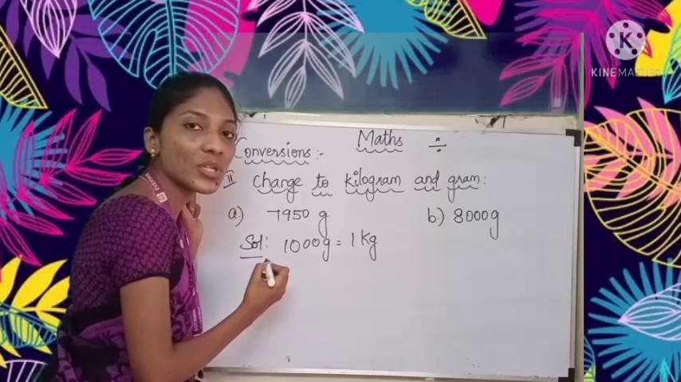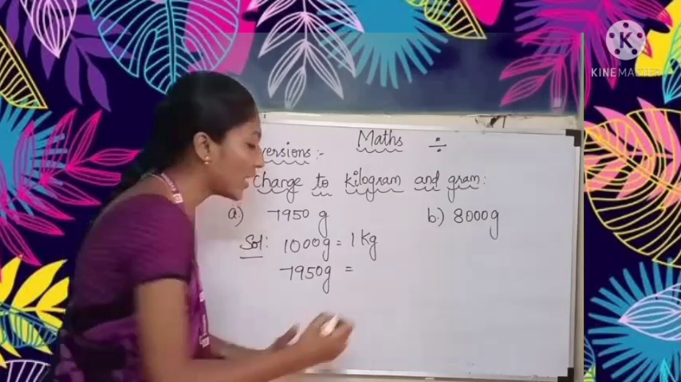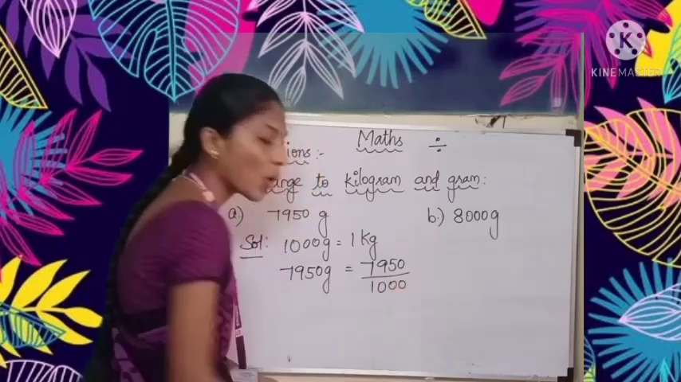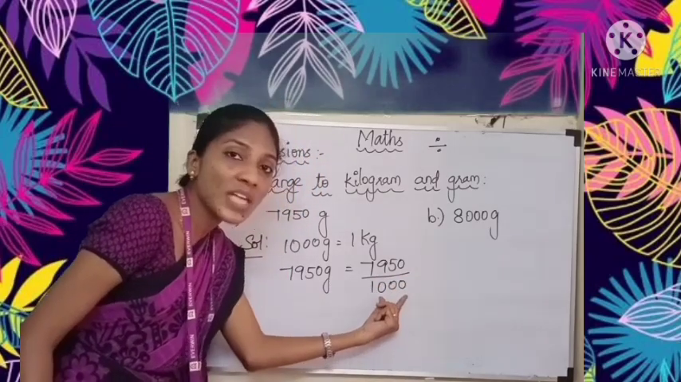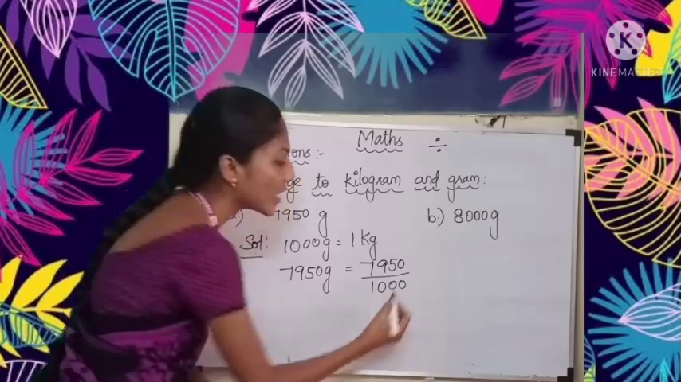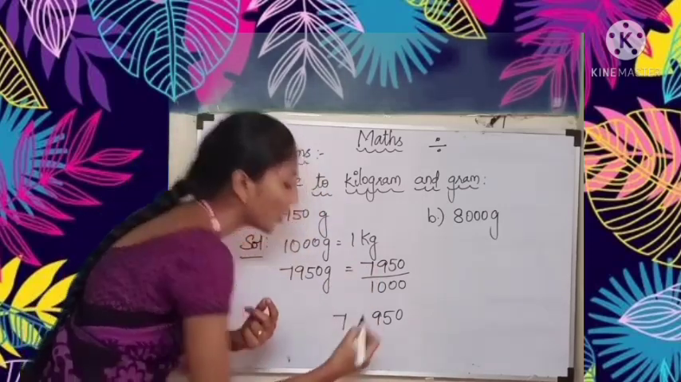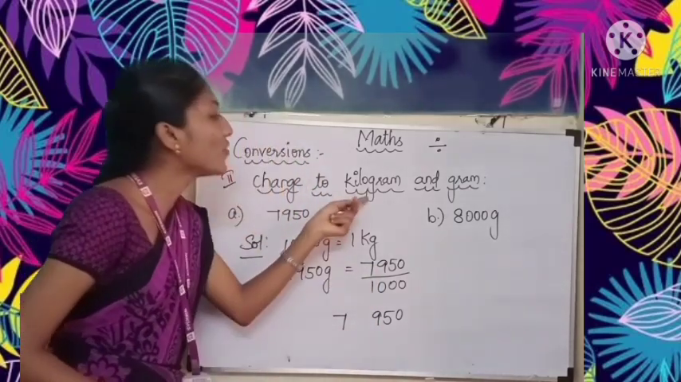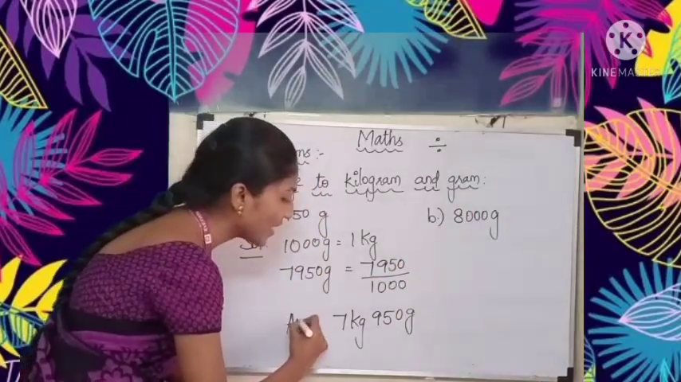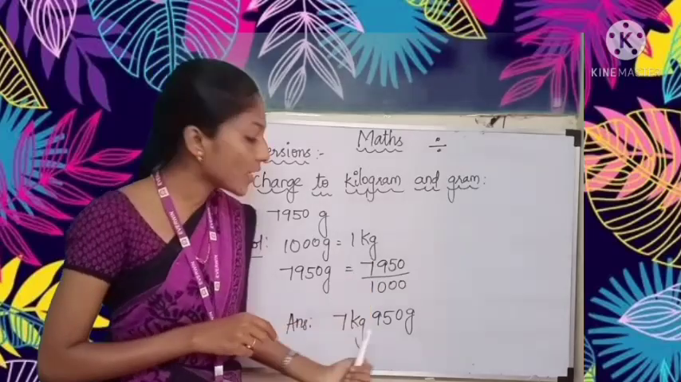In the question, what is given, children? 7950 gram, which is equal to 7950 divided by 1000. Totally how many zeros are present here? 3 zeros, yes. So the last 3 digits you take separately: 1, 2, 3, so 950 take separately. The remaining 7 you put over here. So here you should get kilogram. 7 kg 950 gram. The answer is 7 kg 950 gram. Clear, children?